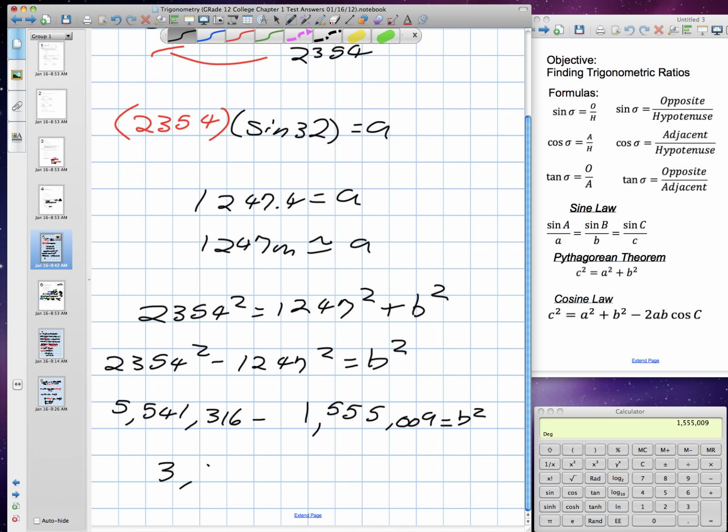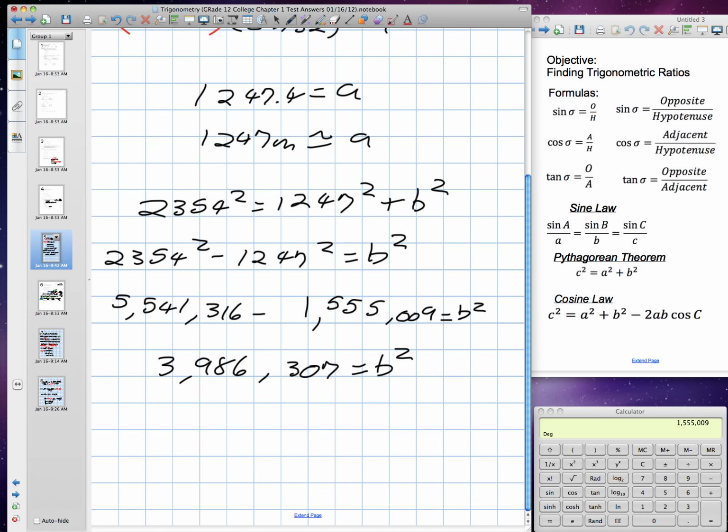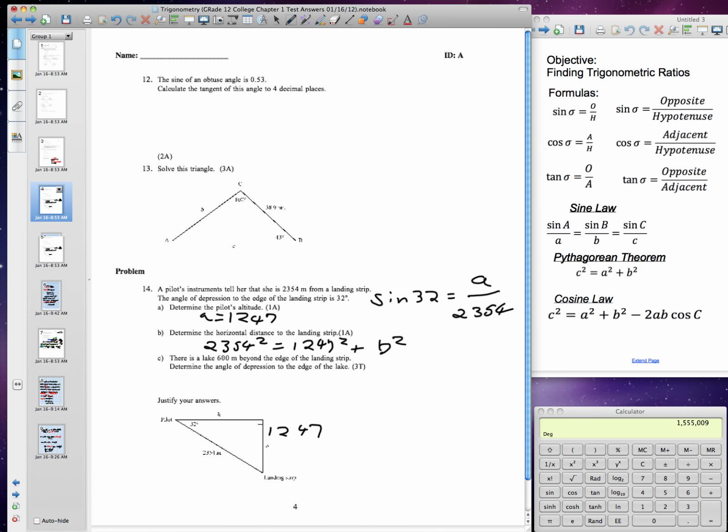How do I get b by itself? What do I need to do to both sides of this equation? That's right. So we need to square root both these to figure out what our b is. So the horizontal distance, 1,996.5 meters. Okay? We can round up if we like, or you can leave it like it is. I'm going to leave it like it is because we're almost halfway. 1,996.5 meters is the horizontal distance. So we've solved both A and B.